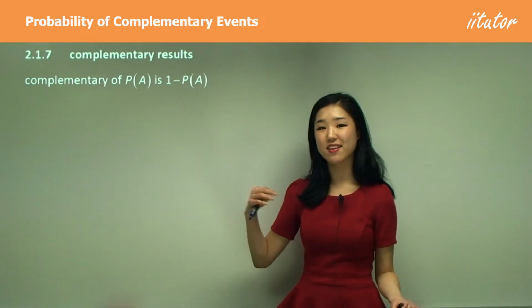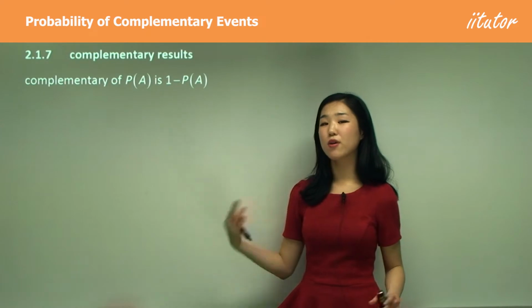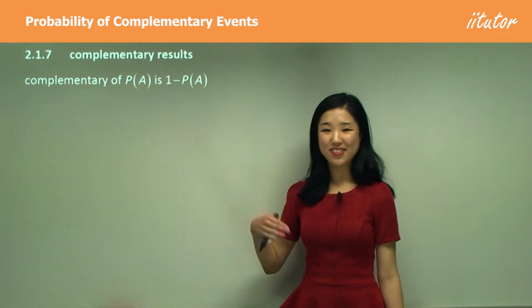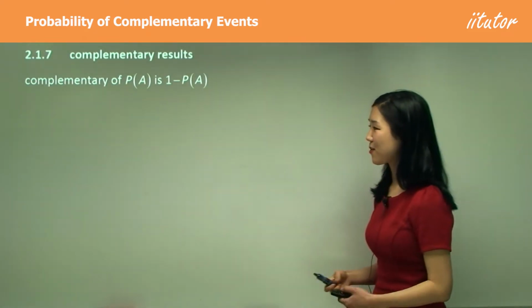See how dying and surviving are complementary events because they're opposite of each other? So to get one or the other, we subtract from 1 that particular probability. Do you get the idea? That's what we're going to be using for the next few questions. So let's try the questions.